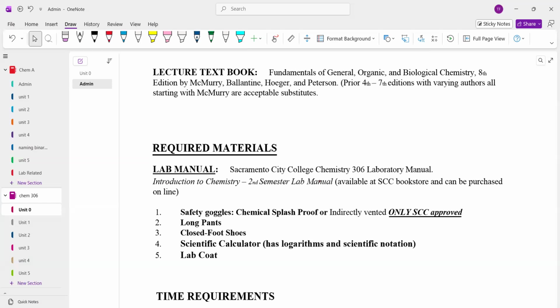Required materials. The lab manual: you need to buy that because that's where the labs are, except for dry labs 1, 2, and 3. Those are in another version. I'll talk about that in a minute. You need safety goggles. Hopefully you still have those from 305. That's basically the Uvex Stealth, and I've been using those for 20-ish years. They're really good goggles.